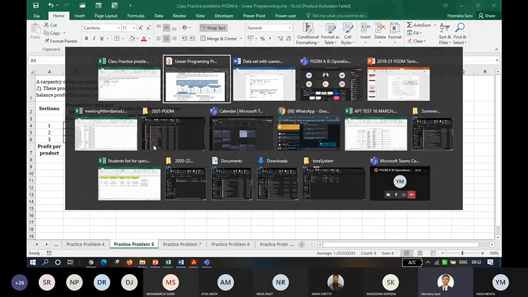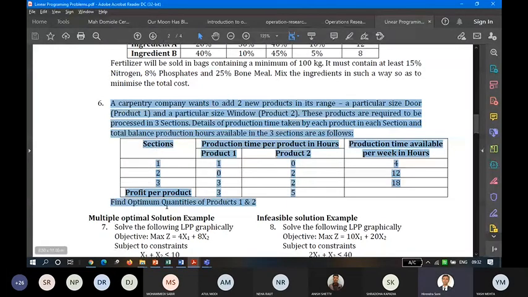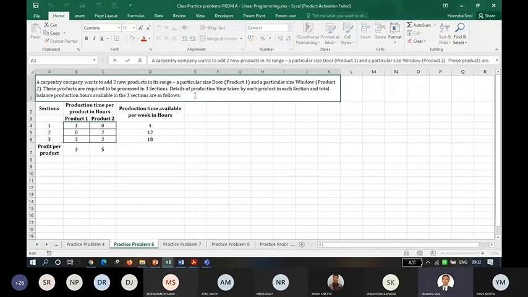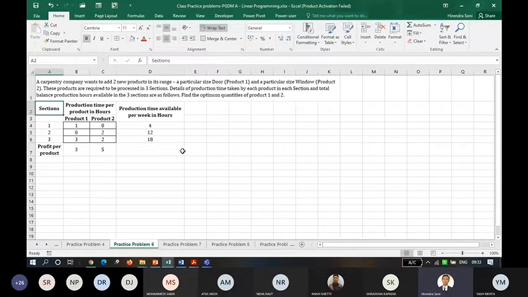So our objective is to find the optimum quantities of products 1 and 2. Fine. So here, if you look at it, you have the data given section-wise. Fine. What would be your objective?